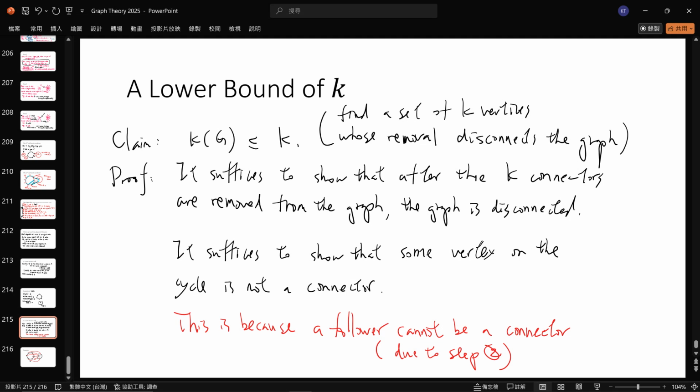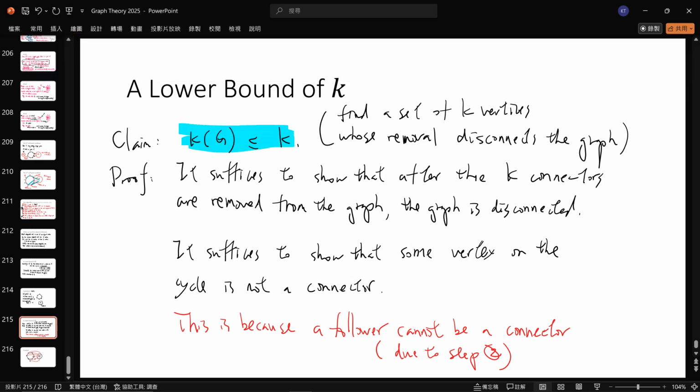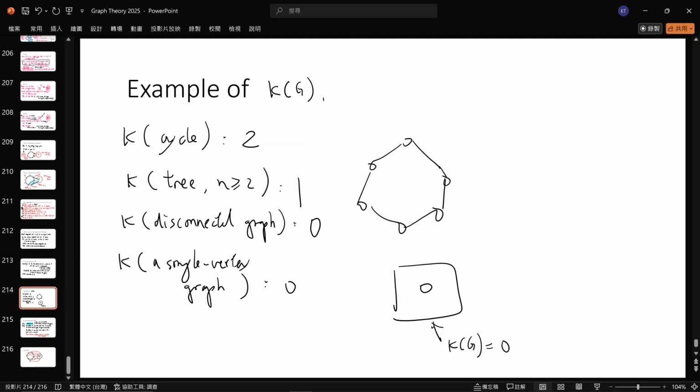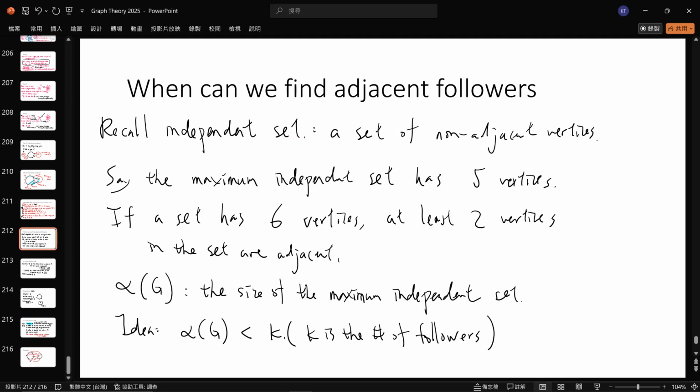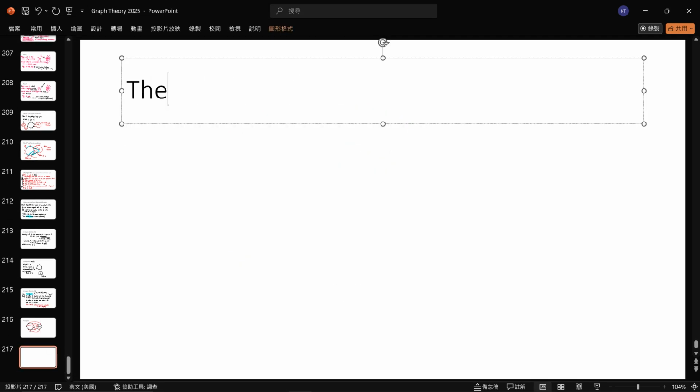所以我们现在就有这个结论，关于 lower bound。So now I'm ready to introduce the third sufficient condition.